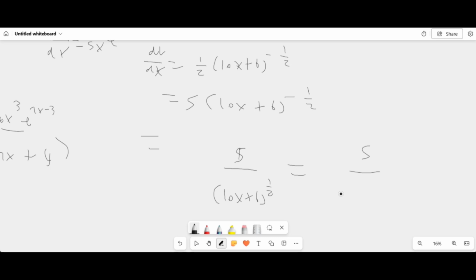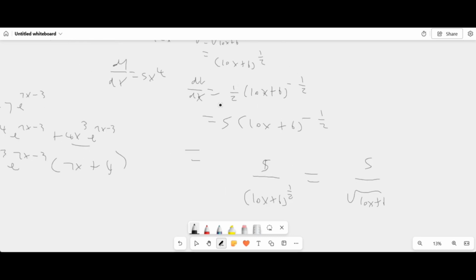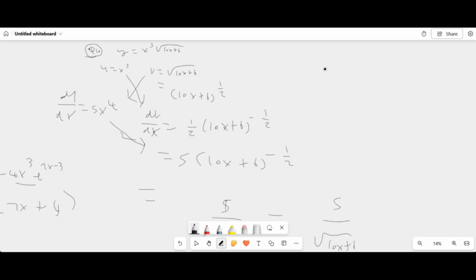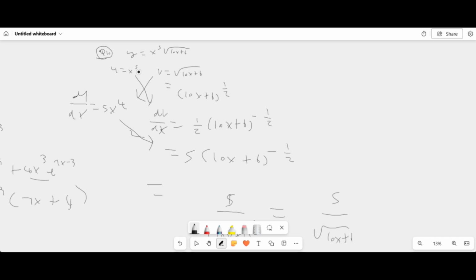And we said half earlier is square root, so that can just be 5 over the square root of 10x plus 6. Now you just times them together, times this by that and that by this. So dy over dx is going to be x to the power 5 times this, which is 5x to the power 5 over root 10x plus 6, and then plus v times that, so that's 5x to the power 4 times the square root of 10x plus 6.